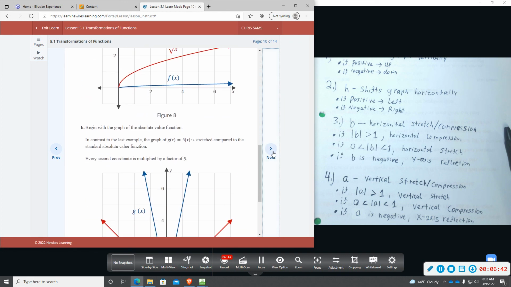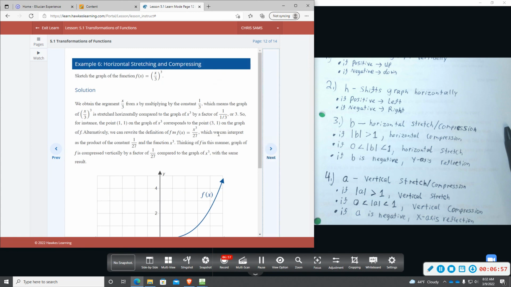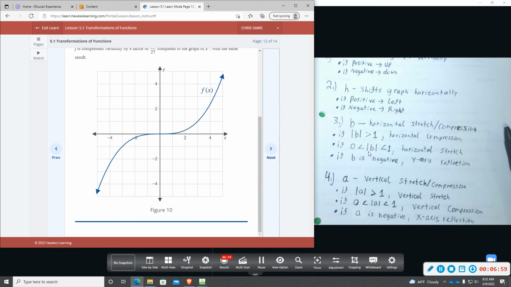And then you got several examples that they go through, showing you some visuals. And then here are them describing the stretching and compression, but they use the letter A instead of B, which I don't like either. I like to see a different letter so you can be sure of what's going on.